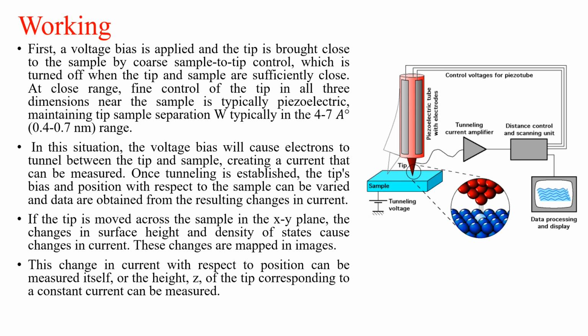In the next slide we are going to see the two modes of operation. What does this mean? This change in the current with respect to position can be measured itself, or the height Z of the tip corresponding to a constant current can be measured. That means either it can have a variation in the height, or it can have a variation in the current, depending on the topography of the sample surface.